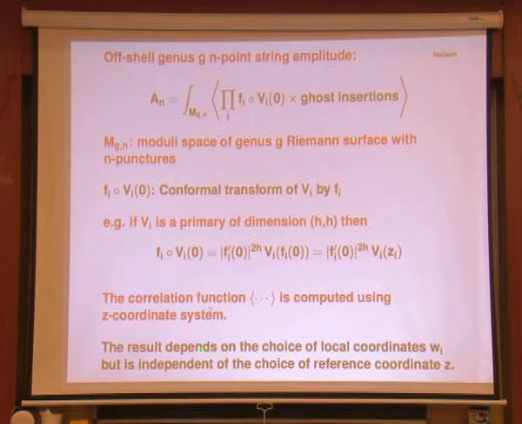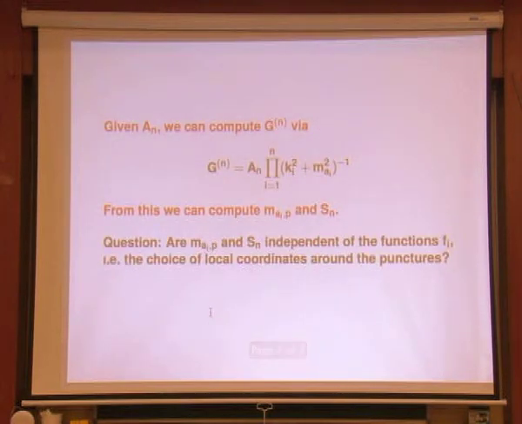And the important point that we mentioned, and just illustrated using some examples like the tachyon 3-point function, is that this result for A_n depends on the choice of local coordinates w_i, but it is independent of the choice of reference coordinate z. And this showed that the spurious data that we have is in the choice of these f_i's. That is the spurious data, and so the off-shell Green's functions do depend on the choice of these local coordinates. The real question is whether the final results for physical quantities, namely physical masses and S-matrix elements, are independent of the choice of local coordinate system. This is a question that we are going to address.